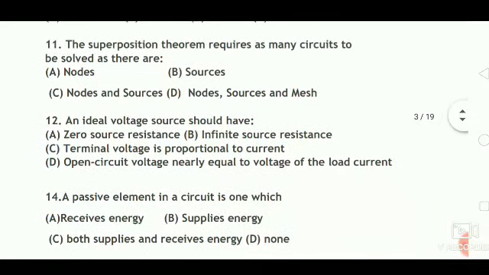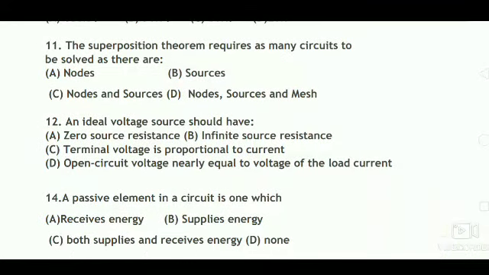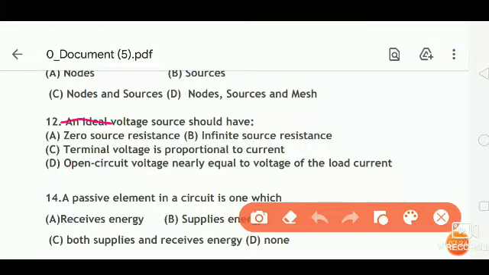So the next question is, the ideal voltage source should have: option A zero source resistance, option B infinite source resistance, option C terminal voltage proportional to the current, option D open circuit voltage nearly equal to the voltage across the load. We know the ideal voltage source has zero internal resistance. Here option A is the right answer.